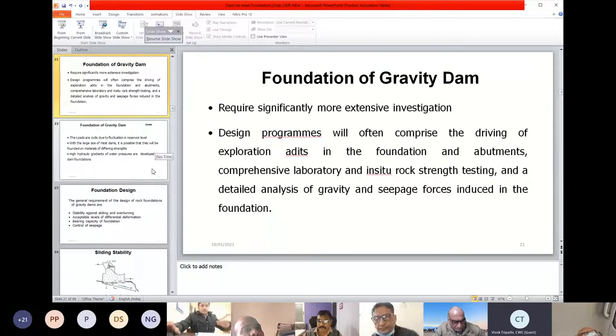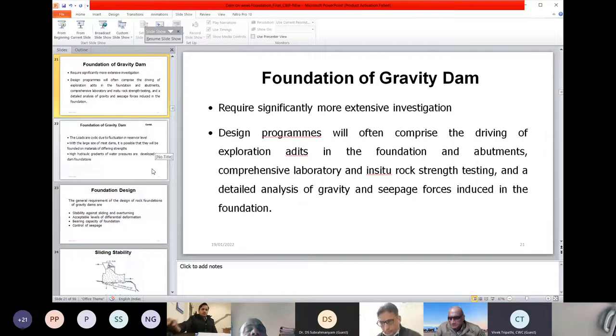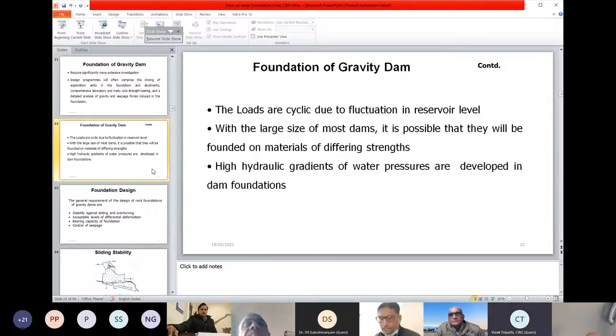Okay. So the design program will often comprise driving exploration adits in the foundation and abutments, comprehensive laboratory and in-situ rock strength testing, and detailed analysis of gravity and seepage forces induced in the foundation. Loads are cyclic due to fluctuation in the reservoir level, as I told you earlier. With the large size of most dams, it is possible that they will be founded on material of different strengths, and high hydraulic gradients of water pressures are developed in the dam foundation.